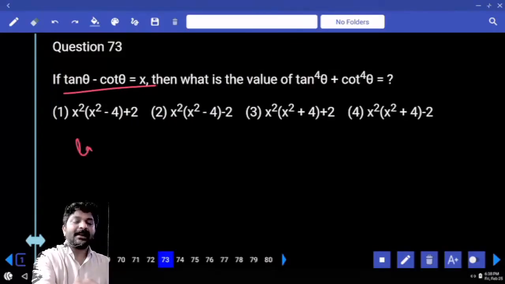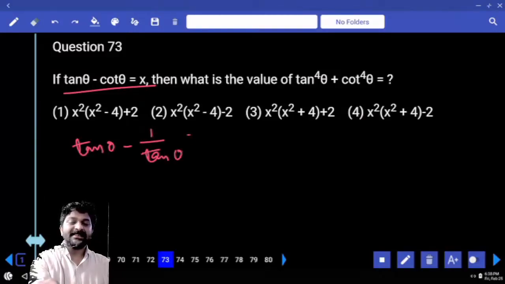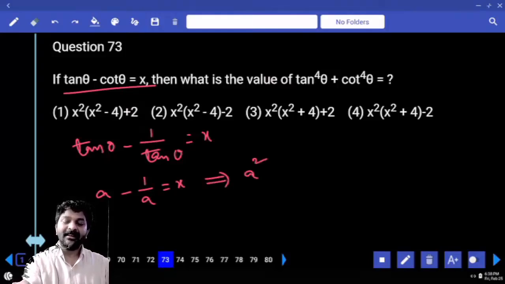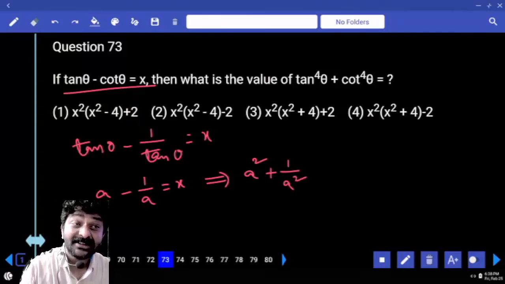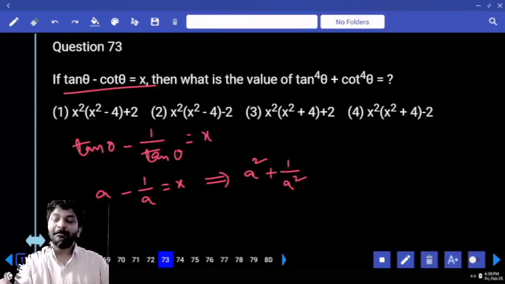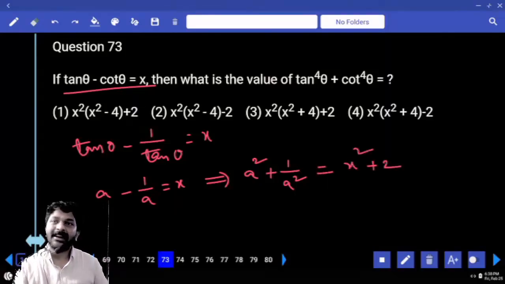Can we write this number as tan theta by 1 minus tan theta is equal to x? This is in the form of a minus 1 by a is equal to x, correct? From this, if you take square, a square plus 1 by a square, how much do you get? Squaring on both sides, left hand side, what is left? Minus 2 is equal to x square. Minus 2 goes to the other side, becomes plus 2 only. So this is x square plus 2, correct?